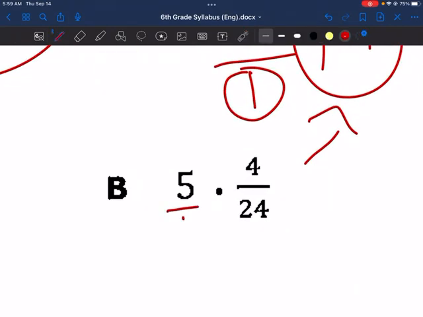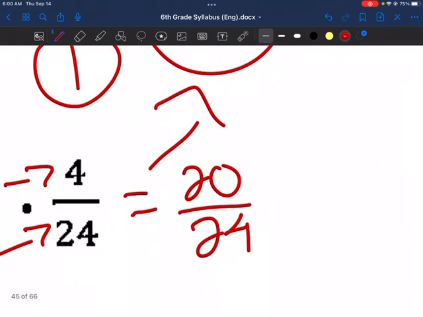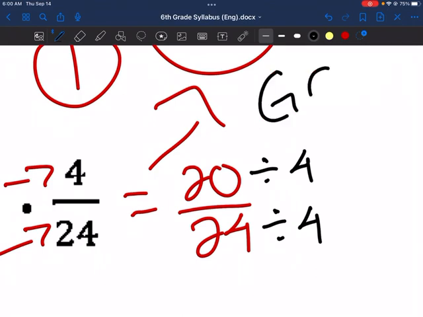Ahora, 5 times 4, 20. 1 times 24, 24. Now, we're going to divide both of these numbers by 2. You're right, but you can divide by a bigger number. My greatest common factor is 4 for this fraction. 20 divided by 4, 5. And 24 divided by 4, 6. Boom. There we go.